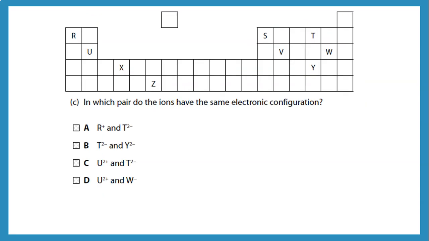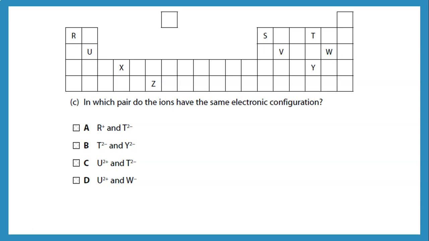In which pair do the ions have the same electronic configuration? Okay, in which pair do the ions have the same electronic configuration? Let's take a look at our first choice. He mentions R plus and T2 minus.